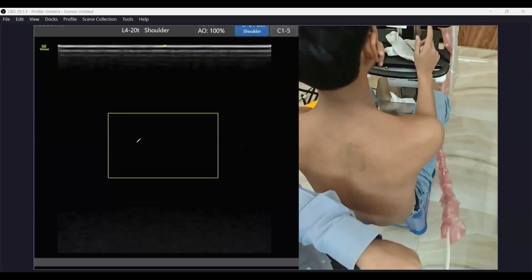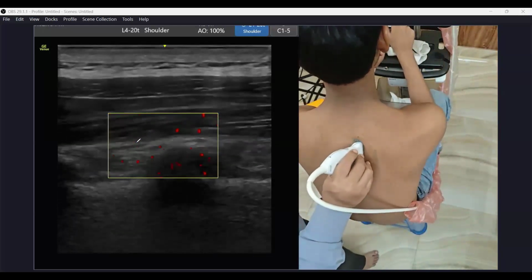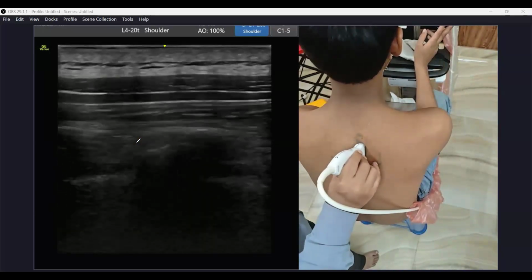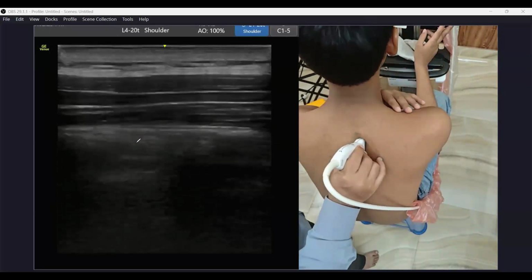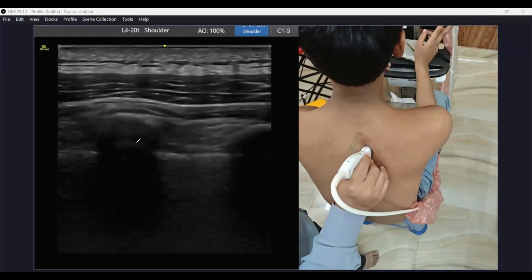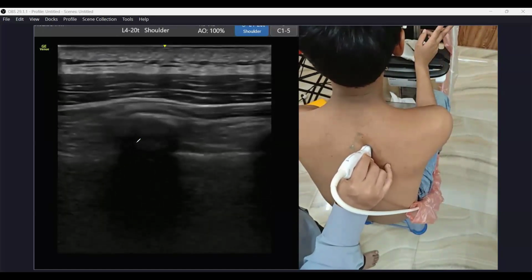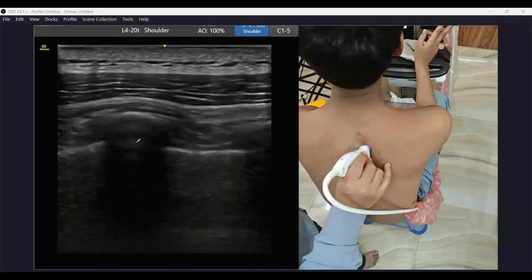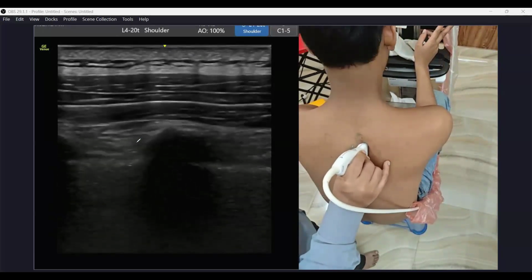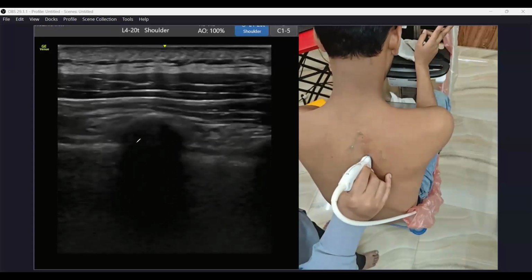Sir, where is the pleura again? Pleura. See? Turn off the PDI. Wherever you get a shimmering effect, that is the pleura. Some vibration is there, no? That is the shimmering effect of the pleura. So this is the pleura. You can see, no? Any confusion here?